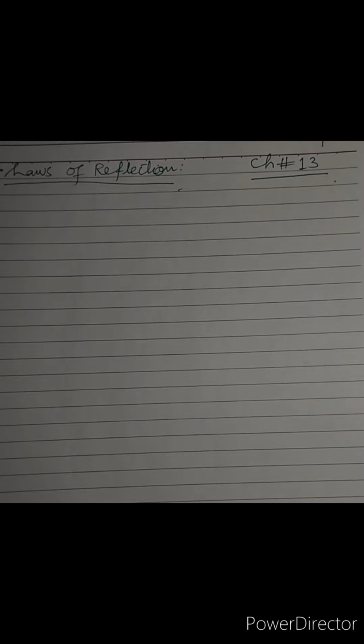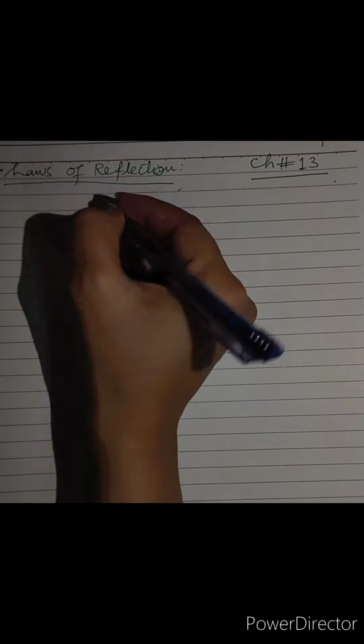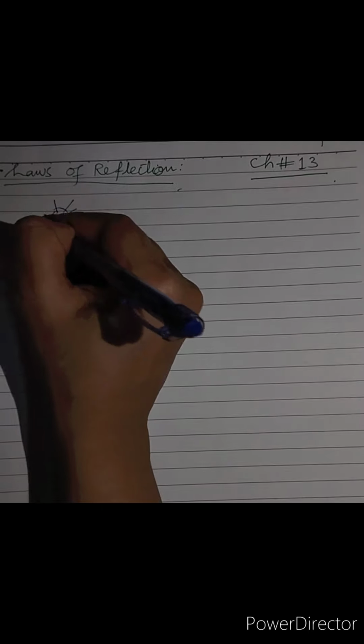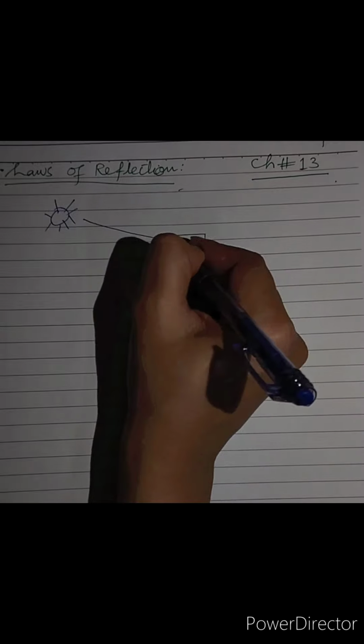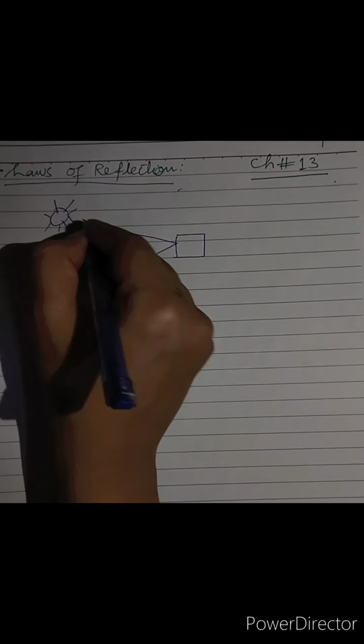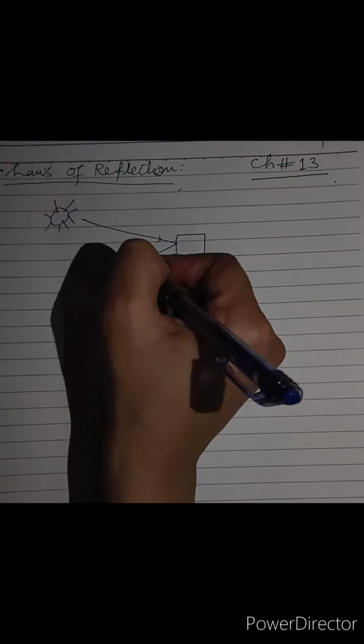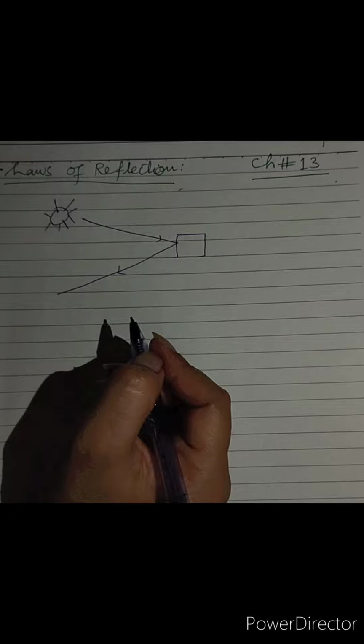So basically, reflection is a phenomenon in which light, whenever it strikes a surface, first falls on the object, then reflects away from it. For example, I'm taking the example of the sun over here, striking this object and then getting reflected back. Here some of the light enters a medium and some of it is reflected back. This is called reflection.